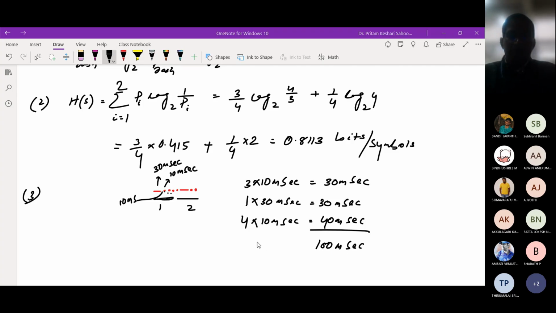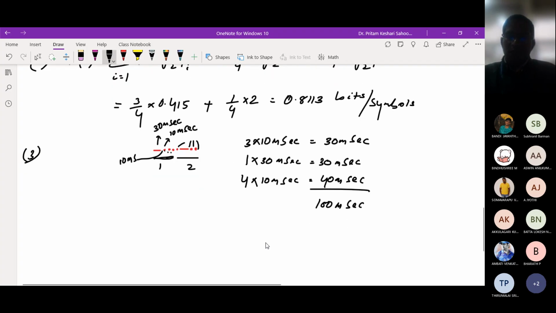Got my point? No question? Okay. So this is another code. This is 1 gap, this is another gap, this is another gap, and here will be another gap. This is the gap between the last symbol of the present code and the first symbol of the upcoming code. So there are 4 gaps, and the total length is 100 milliseconds.